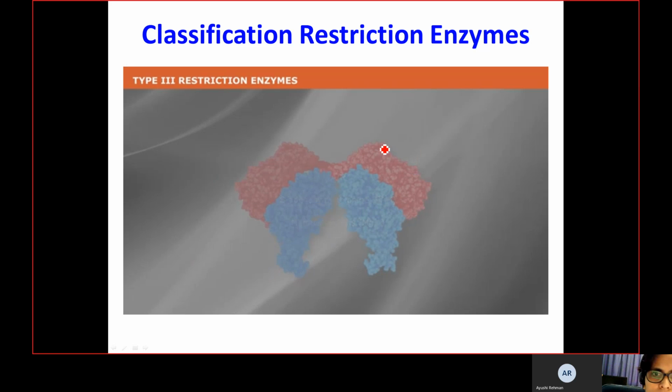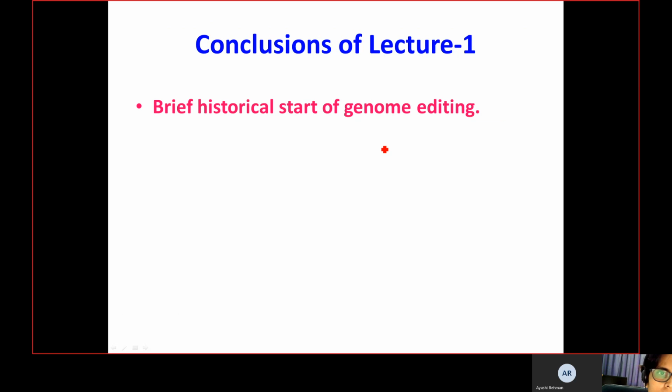So with this, I'm already at the end of today's lecture. In this lecture, we saw a brief historical start of genome editing. It started with the work of Mr. Paul Berg. He mutated nucleic acid, joined two genes together, and then created a vector to transfect a gene of interest into mammalian cells.